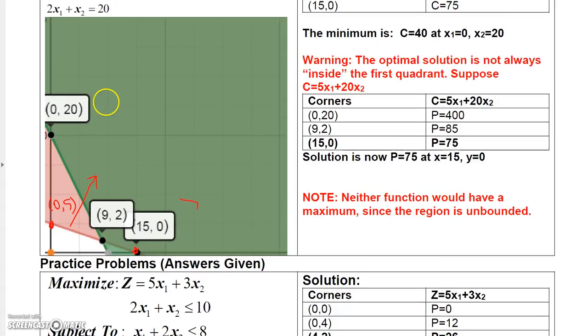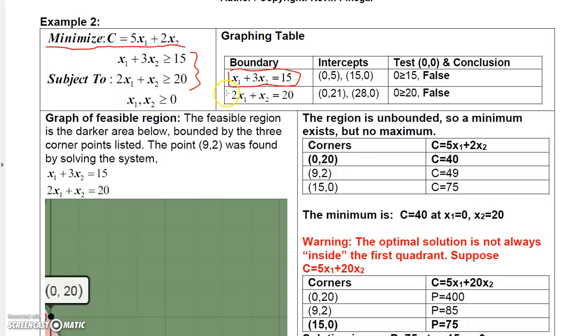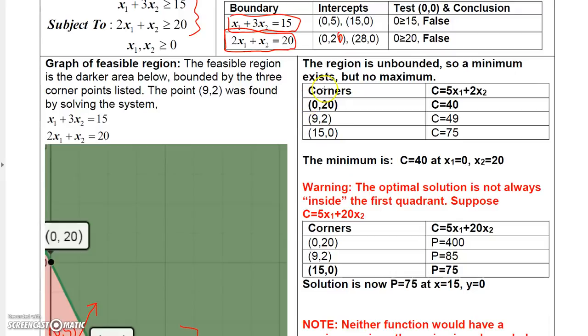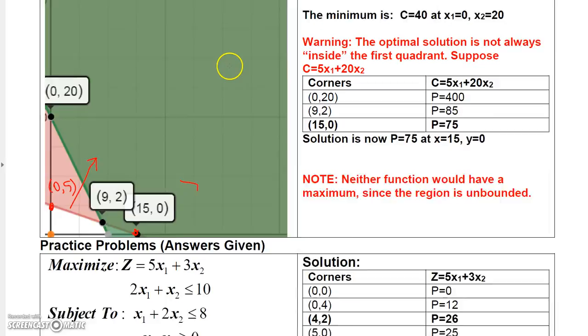All right, now the other constraint, 2x1 plus x2 is greater than or equal to 20. Its boundary would be 2x1 plus x2 equals 20, and it has intercepts. When x1 is 0, there's a typo there, that's 20, y is 20, and then when x2 is 0, x1 would be 10. I'm not sure, maybe I copied and pasted here. That should be 10, 0. Okay, so 0, 20, and 10, 0.